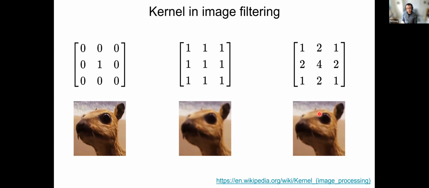So here's an example. We have a 3x3 Gaussian filter, as you just saw in the last slide, and on the right.